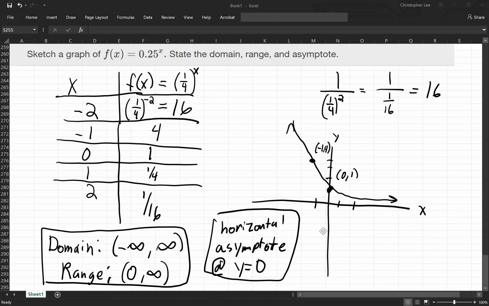Up and down is range for the Y. Yeah. Because it is going from 0 to positively all the way up. Yeah, without bound.